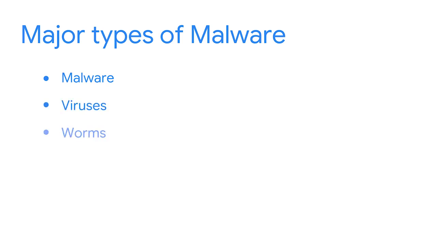Let's pick up where we left off, with malware. So far, we've covered some of the major types of malware that can be found in a system, including viruses, worms, adware, spyware, and ransomware.